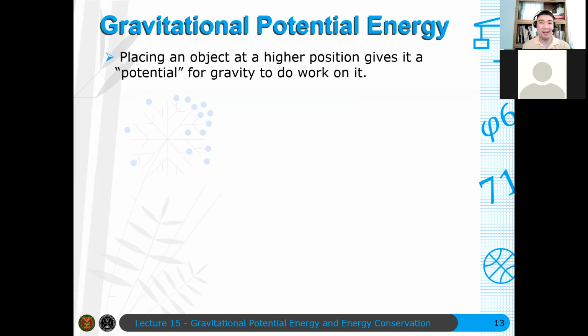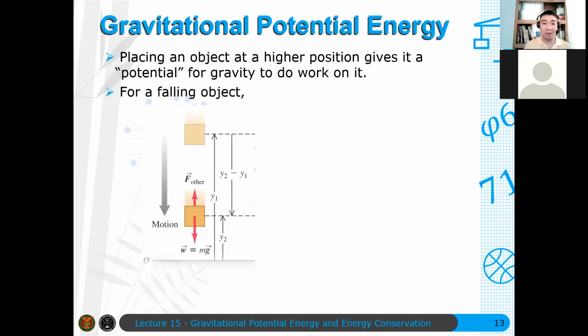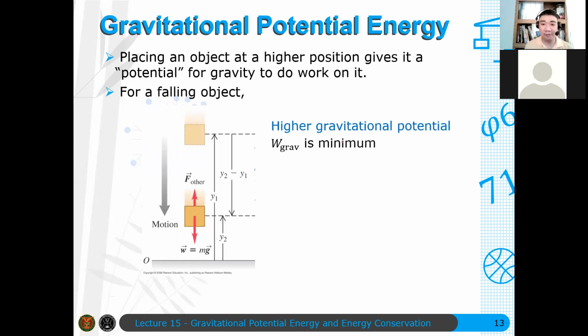Hindi siya probability eh. Ang gusto ko lang sabihin is at a higher position, gravity will have that tendency to act more on that object. Kasi pag nasa baba nga naman siya, hindi na yan lalong bababa kasi nasa baba na siya. Okay, unlike kapag nasa taas, the gravity has more potential to do work on it. And for a falling object, we see that therefore, at higher gravitational potential, the work done by gravity is minimum. Therefore, it will do more work. At a lower gravitational potential, the gravitational work is maximum. Okay? So yon.